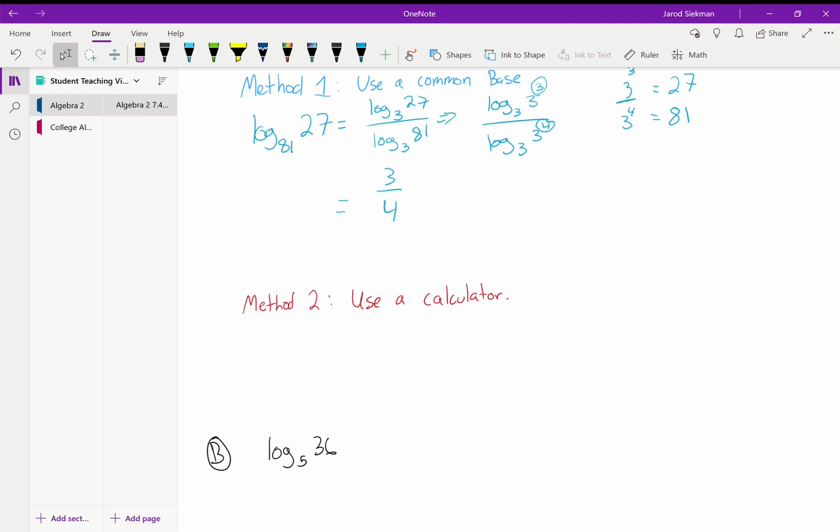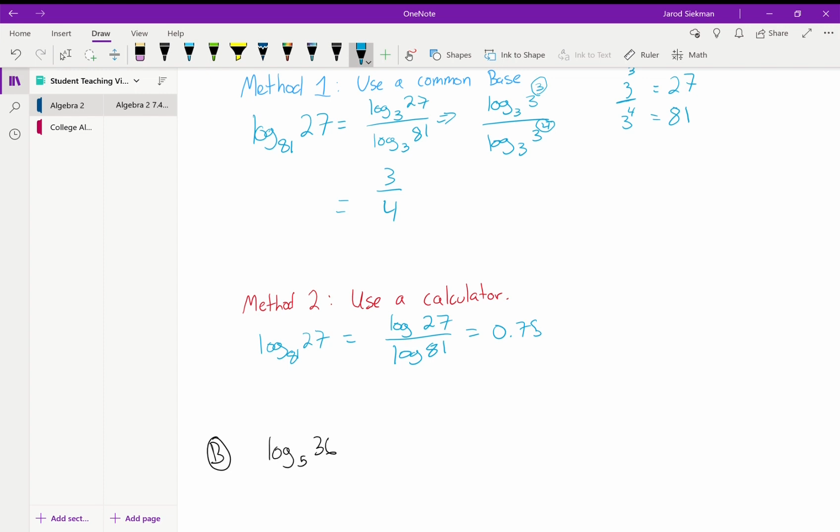If we were to use a calculator, we would plug in log base 81 of 27 equals, we just use log 27 over log 81, and you will come up with 0.75, or 3/4. So either method works.